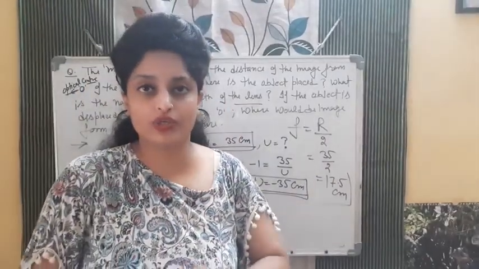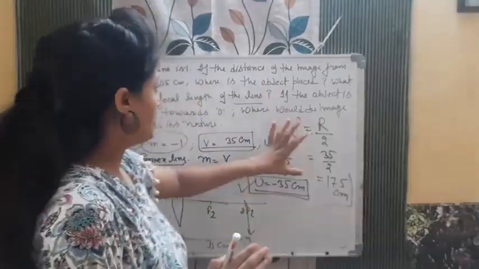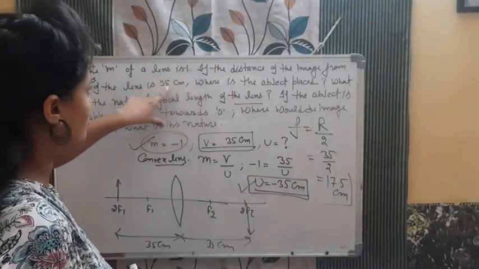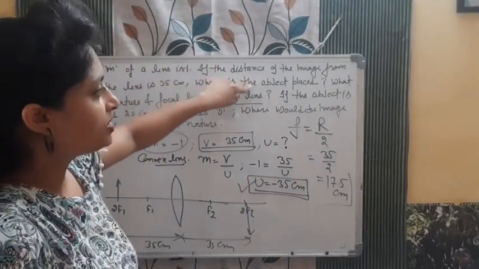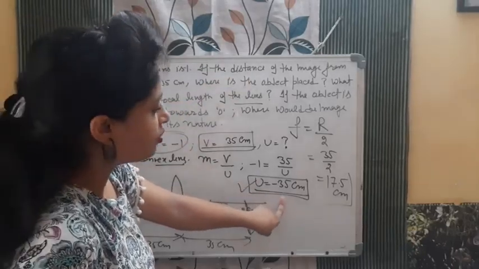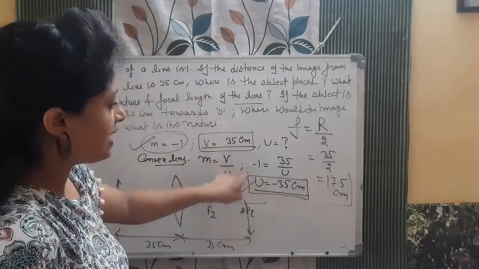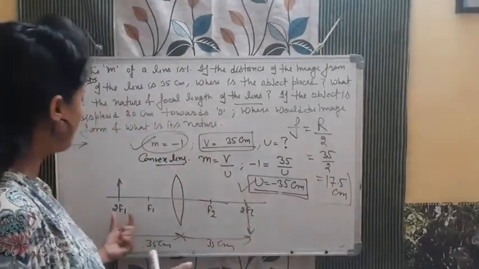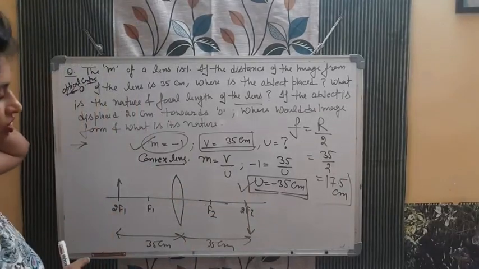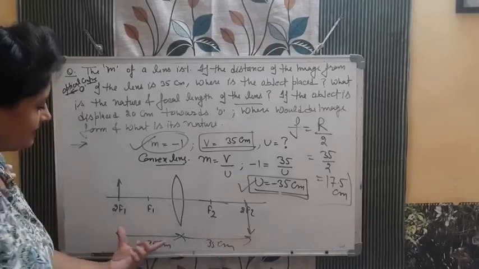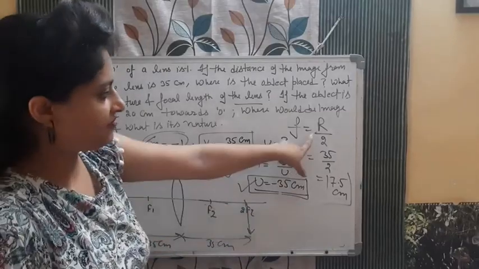In the first part, you should be clear about this thing. It is given to you that the magnification is -1 and the distance of the image is given to you. Object distance you will calculate from the formula, it is -35. From here you will see that u and v are both at the same distance, and this is possible in one case, where the object is at 2f1 and the image is also formed at 2f2. So in this case, this is the radius of curvature, 35 centimeter.